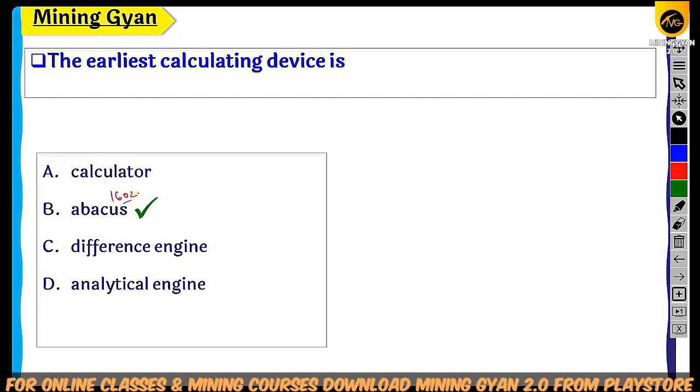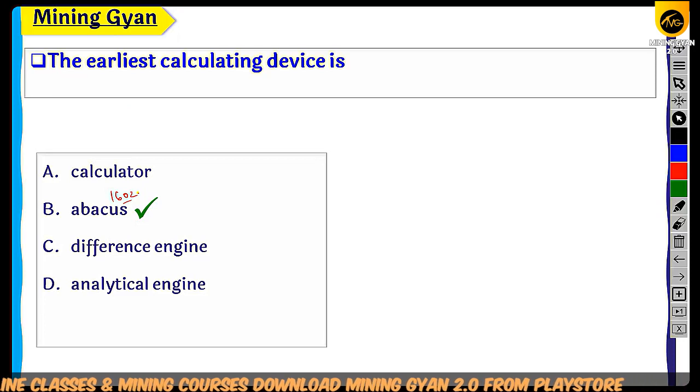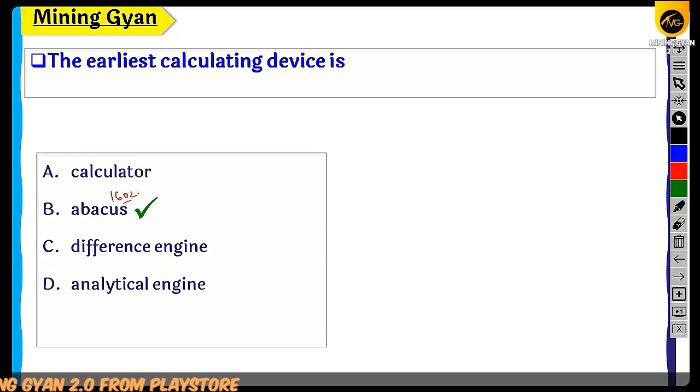The abacus is the earliest calculating device which was invented by the Chinese. Or you can say that it is the first mechanical calculating device, because in the earliest days all the devices based on computer theories were mechanical devices. So this is the mechanical calculating device. Okay, so option B is the correct answer. The earliest calculating device is the abacus.